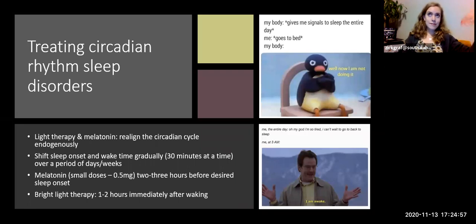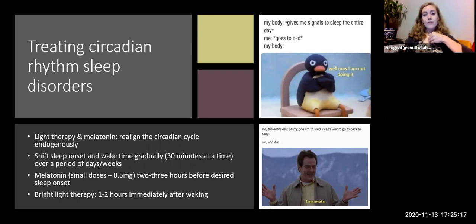So if we started 2 to 3 hours before 1 o'clock, say 11 o'clock at night, on the first couple days we would have them take that dose at 10:30. We would also have them start setting an alarm. If they naturally want to wake up at 10 o'clock, we would start having them set an alarm for like 9:45, 9:30 and do their bright light therapy then.